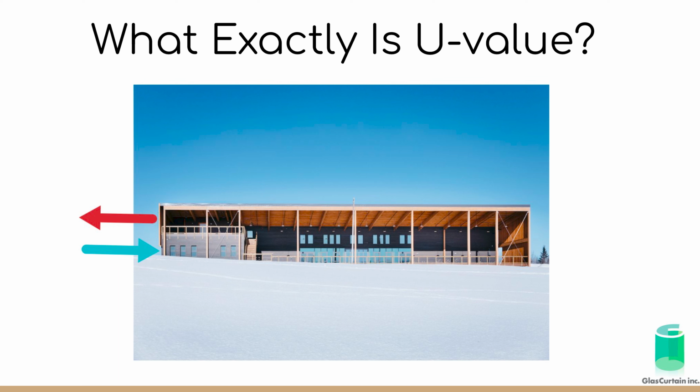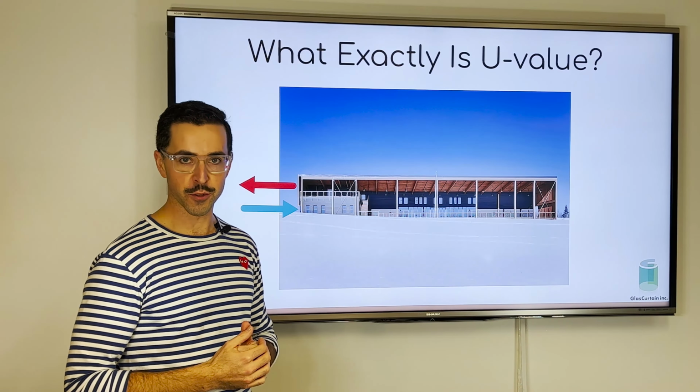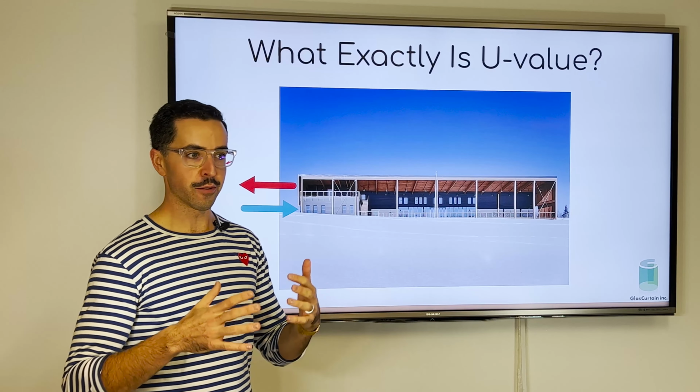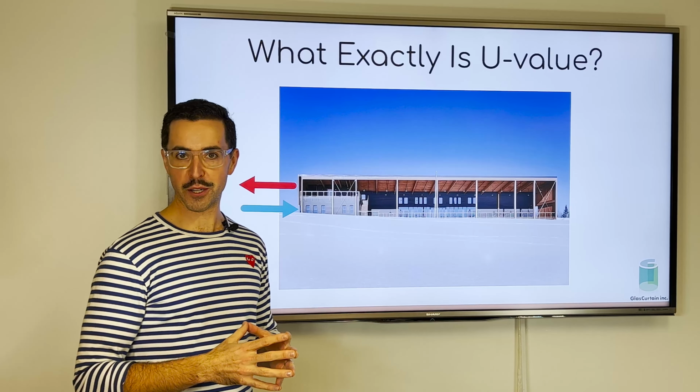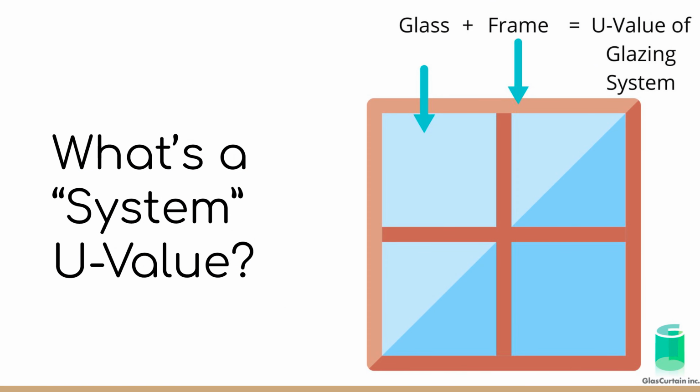And so, as we can see here, these arrows are indicating exactly how much energy is flowing between the inside and outside environments, and the lower the U-value, the less energy will move between those two environments. So if we want 0.1 watt per meter squared Kelvin walls, so that's U-value from a physics perspective.